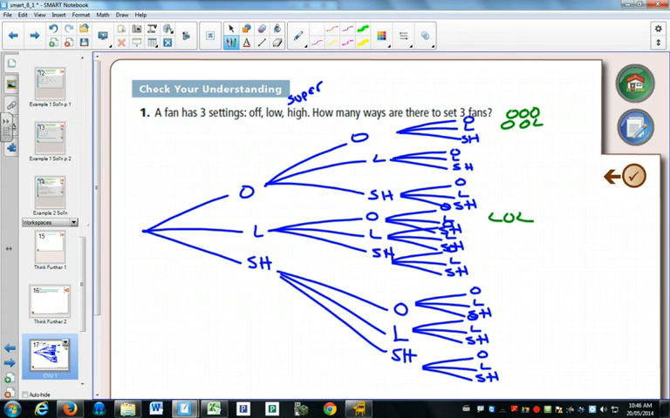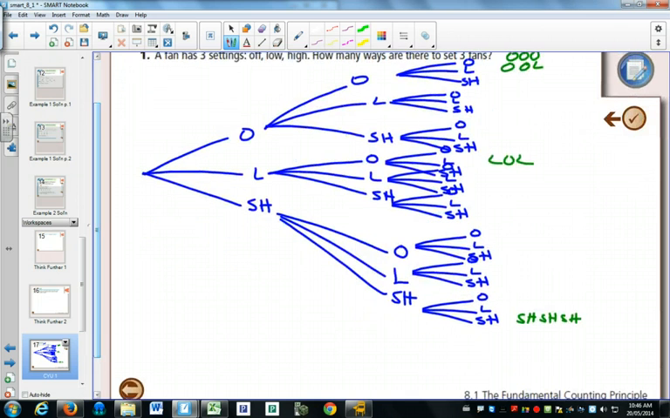And finally, if we listed them all, this last one is when all the settings are on super high. Now, how many are there in total? Well, if you counted all those branches, you would get 27.